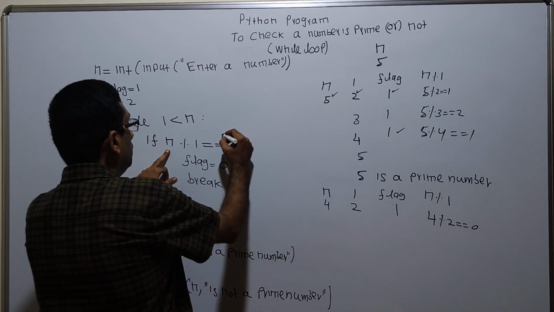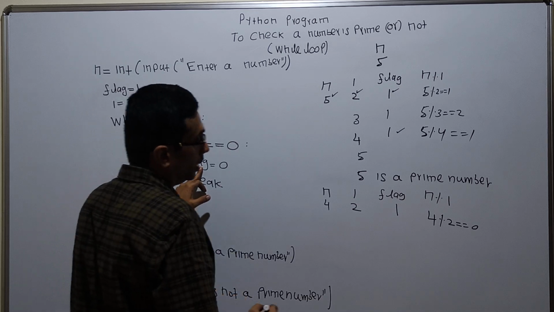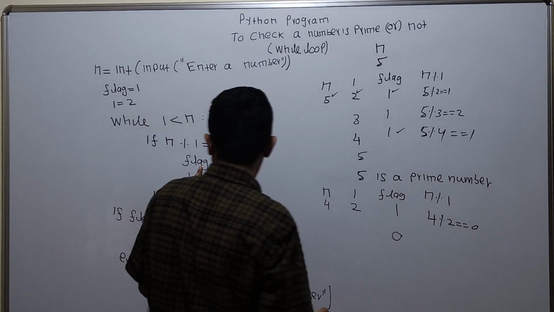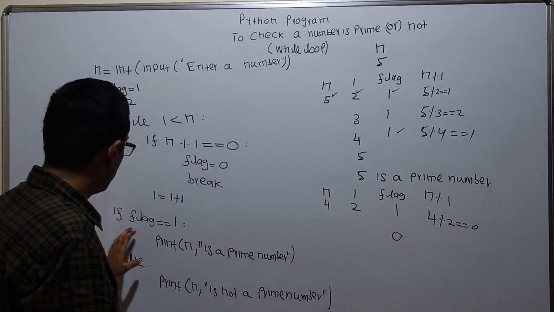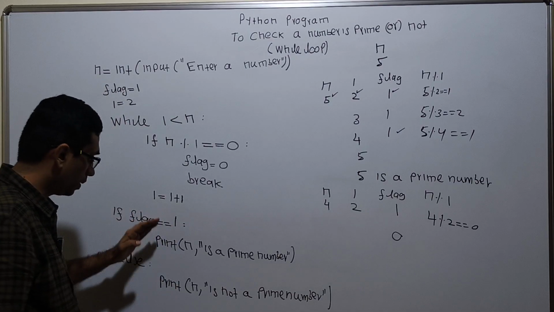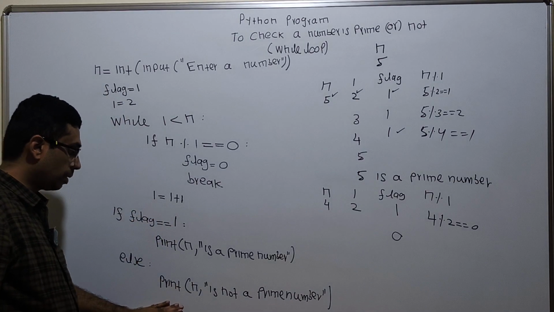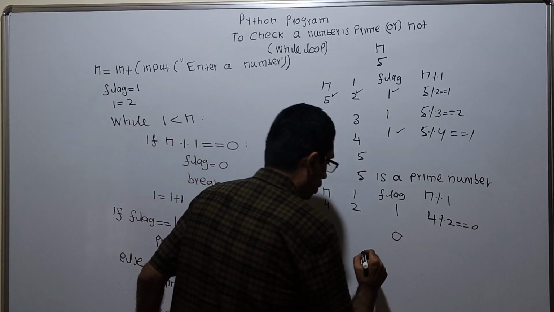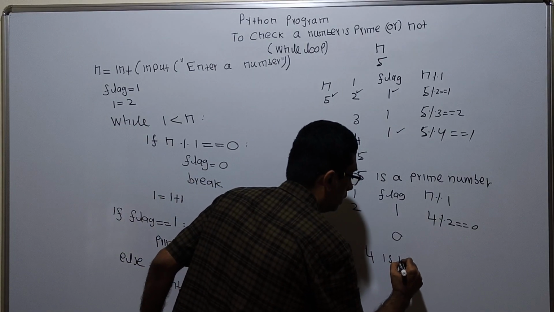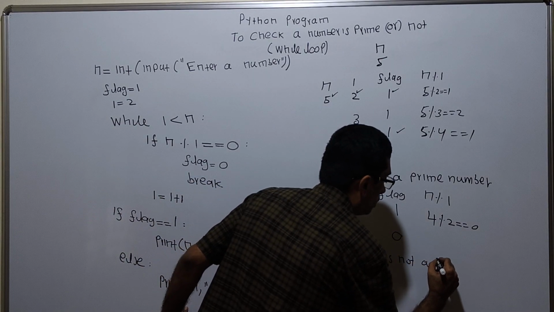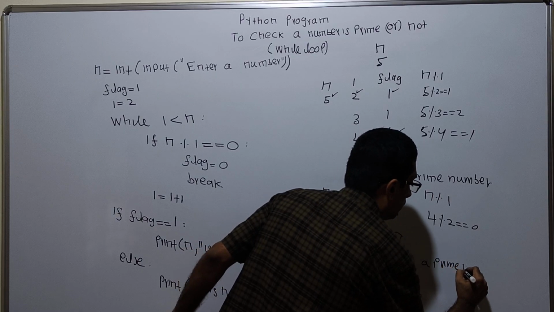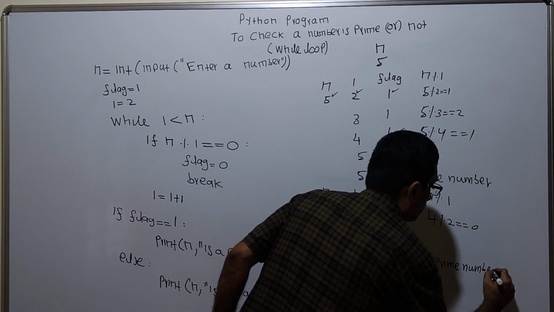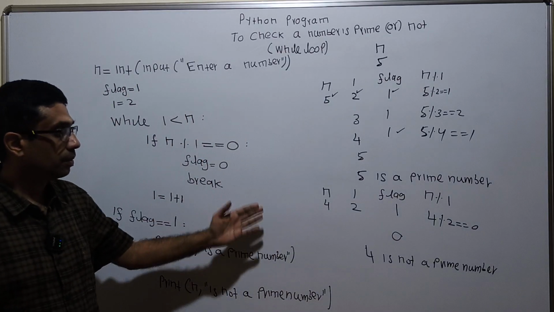This condition has now become true. Flag becomes 0. And break, the control will come out of the loop and check flag equal to 1. This is false. It will come to the else part and print n is not a prime number. The output is 4 is not a prime number. The program is working perfectly.